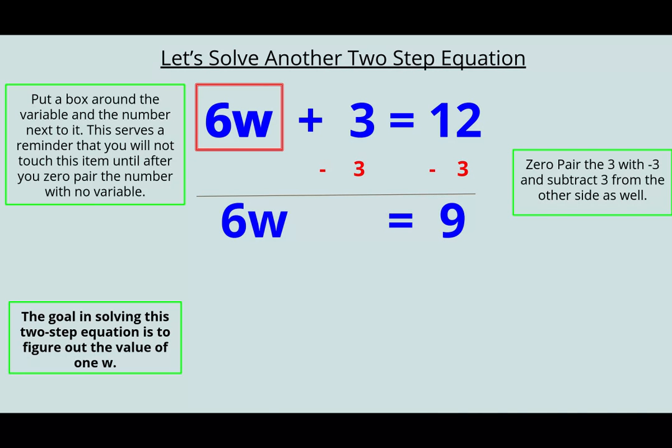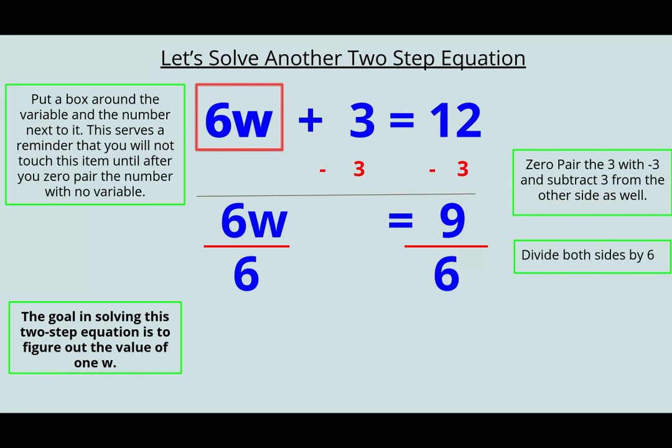This is going to leave me with 6w equals 9. So the next step is I need to divide both sides by 6. Why? Well, because there are 6 w's, and I need to figure out how much 1w is worth. So I'm going to divide both sides by 6. And what does that give me? That gives me 1w equals 1.5, because 9 divided by 6 is 1.5.